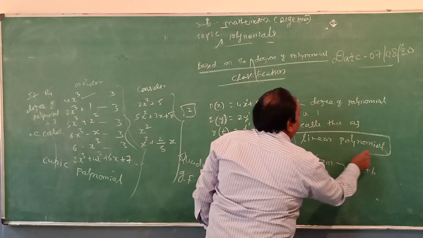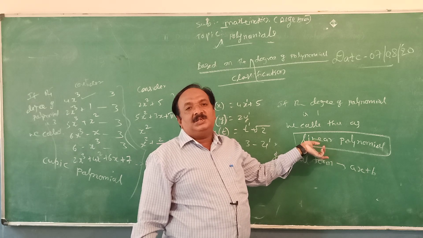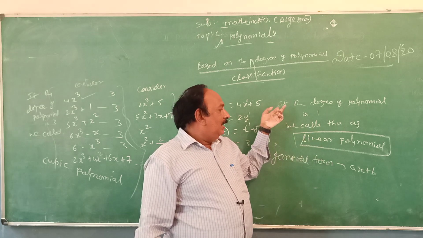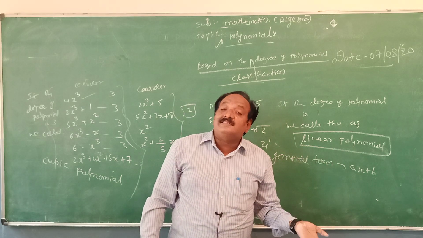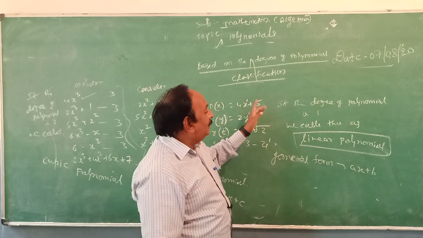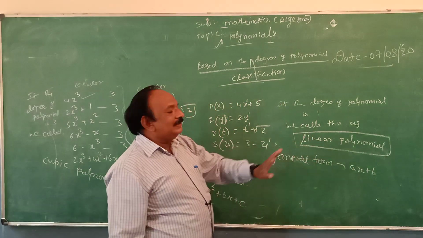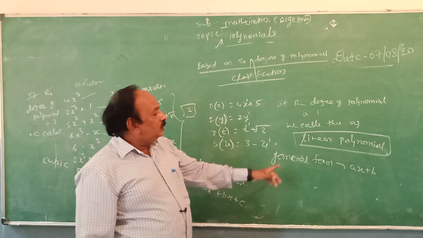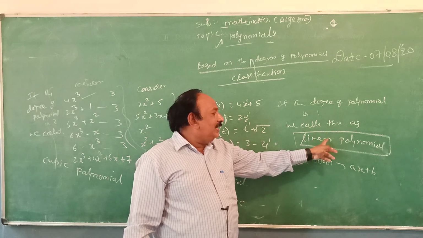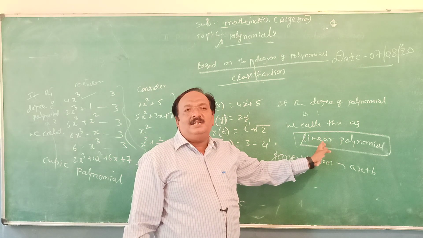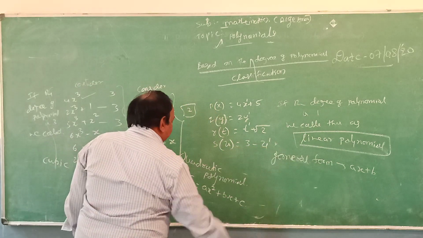This question appeared in the 2020 examination. What is the degree of the linear polynomial? If the degree of the polynomial is 1, what do we call it? A linear polynomial. This question appears as the 5th or 6th question. The degree of the linear polynomial is 1. The general form is ax plus b.